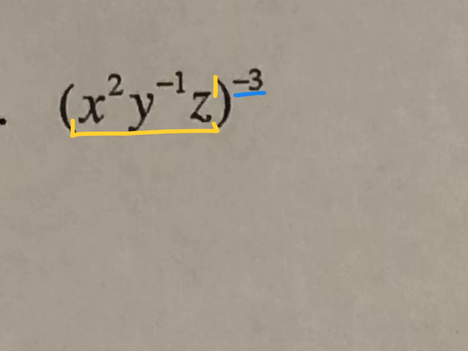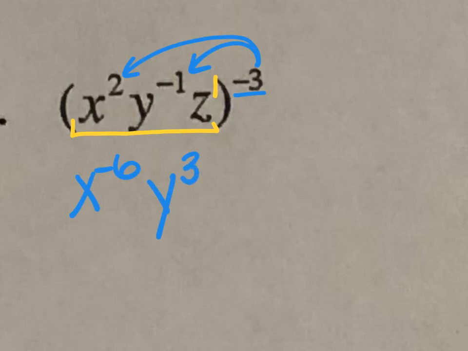All right? Now, I'm going to distribute the negative 3 to the x squared, giving me x to the negative 6th. Now I distributed the negative 3 to the negative 1, giving me y to the positive 3, and then negative 3 to the positive 1, giving me z to the negative 3rd.